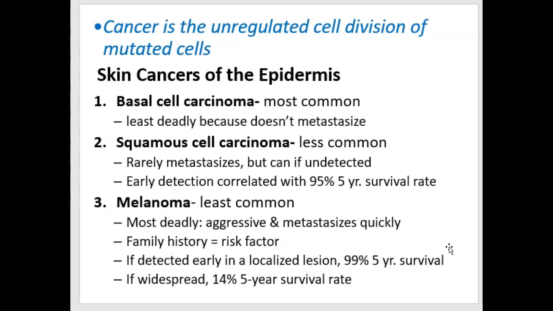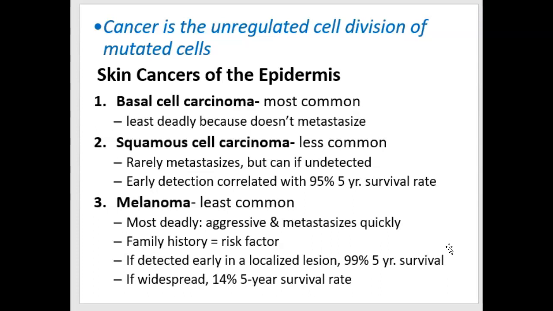The one that's the most common and easily treated, I don't know about easily, but has an excellent success rate, is basal cell carcinoma. So that's the most common, and it's the least troublesome because it doesn't metastasize, which means cells don't break off and move to another part of the body. Whereas melanoma definitely metastasizes quickly.